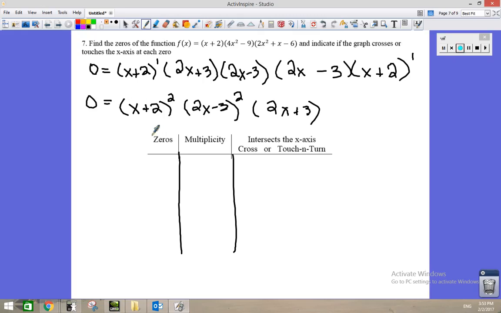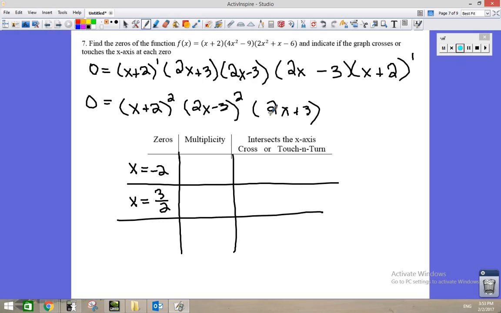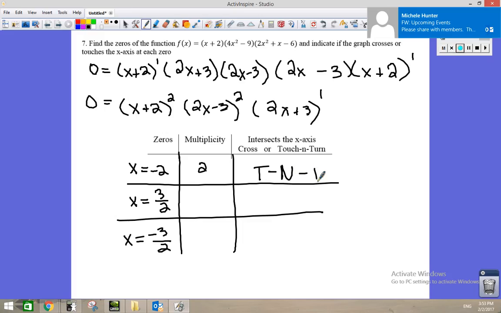If x plus 2 is 0, then x is negative 2. If 2x minus 3 is 0, then x is positive 3 halves. And here, if 2x plus 3 is equal to 0, x is equal to negative 3 halves. So the multiplicity for this first factor is 2, that exponent 2. Since that's an even number, we describe that it intersects the x-axis by doing a touch and turn.